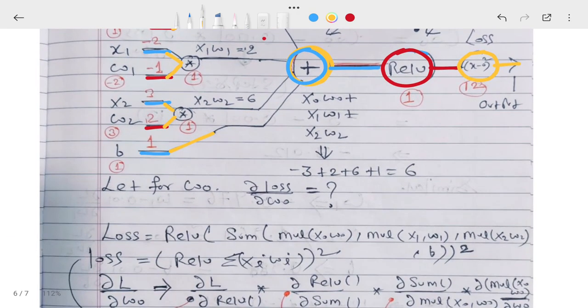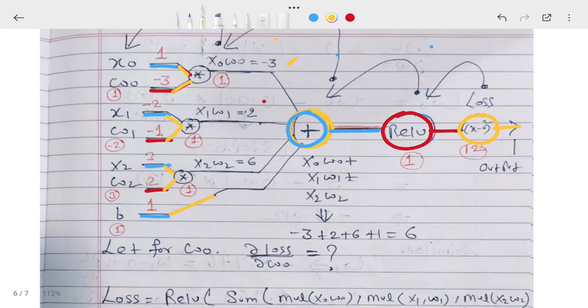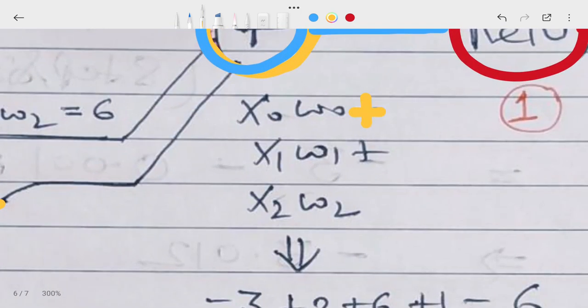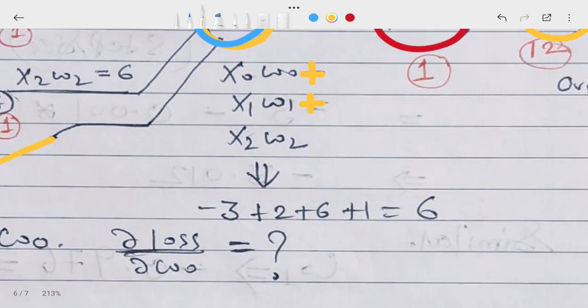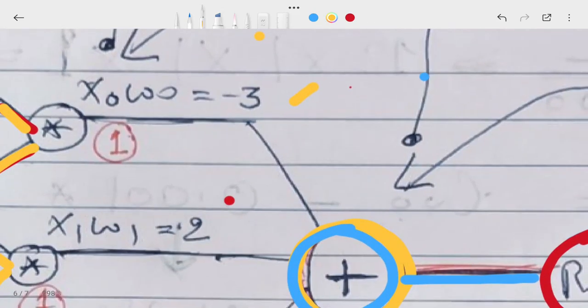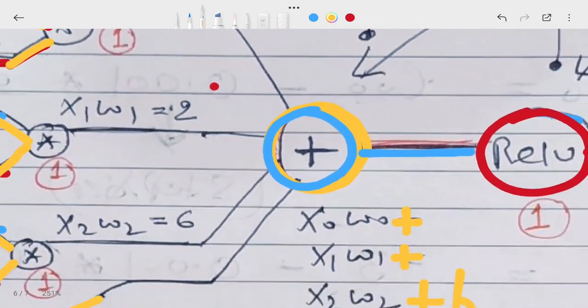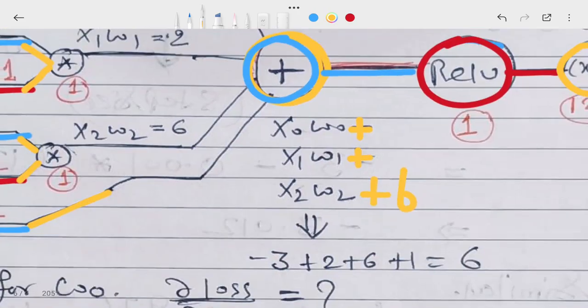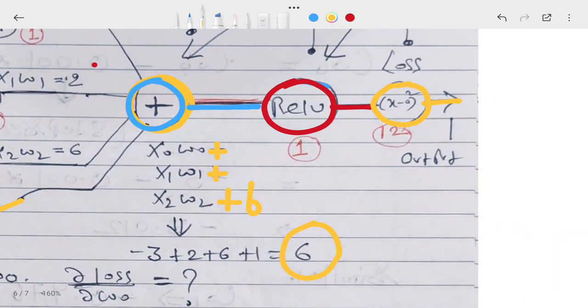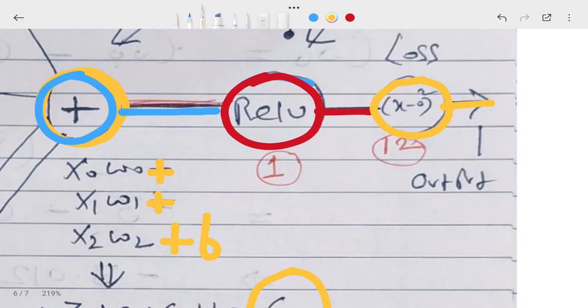Now see here what is going on. I will sum all values: x0 w0 plus x1 w1 plus x2 w2 plus bias. You can see the first was -3, then 2, then 6, and the bias is equal to 1. So the overall answer, the sum, is equal to 6.